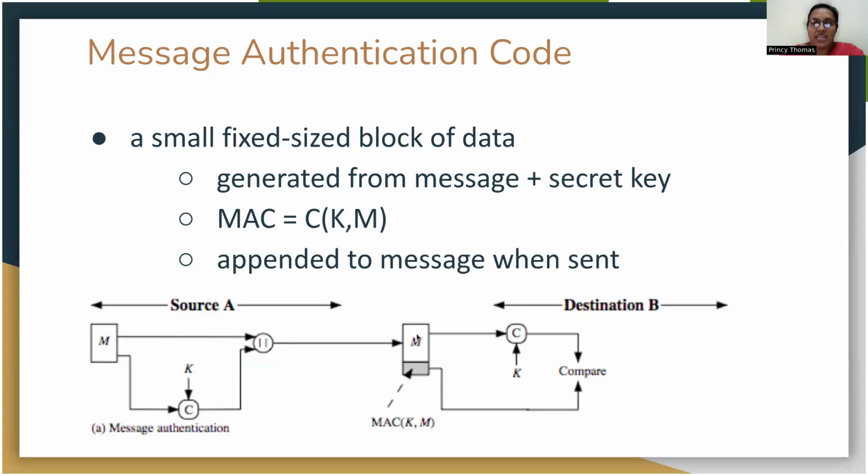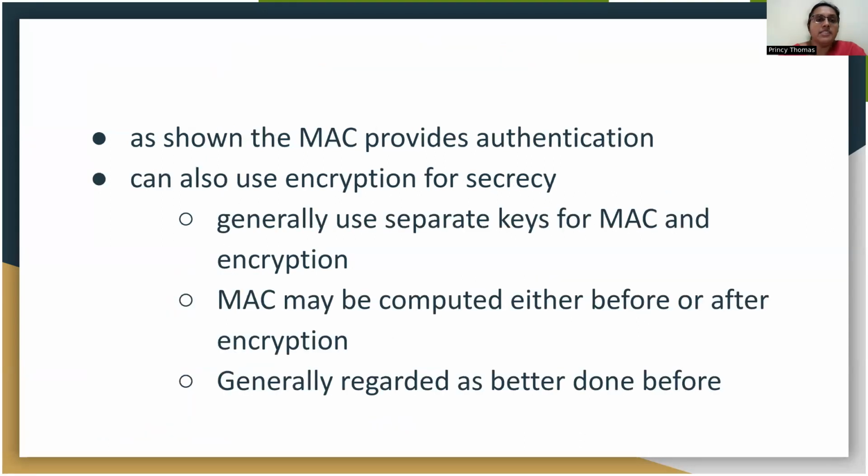At the destination, once again, the message and the key are given and the same algorithm C is used. The MAC is regenerated over there. And then the generated MAC at the destination is compared to the MAC that was received by the receiver. If both are the same, then both authentication and confidentiality is maintained. Okay. As shown, MAC provides authentication. Okay. It can also use encryption for secrecy.